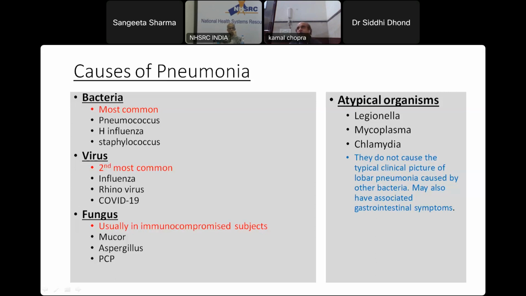Some atypical pneumonias are also encountered, like Legionella, Mycoplasma, and Chlamydia. These are bacteria we say are opportunistic bacteria. In immunocompetent persons, they do not cause pneumonia. If they cause pneumonia, it is not lobar pneumonia as caused by the typical bacteria. They may lead to fibronodular shadows or some diffuse shadows in the lungs.